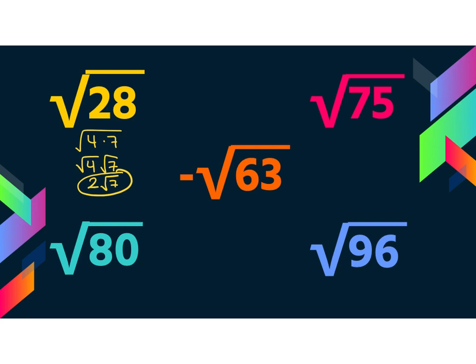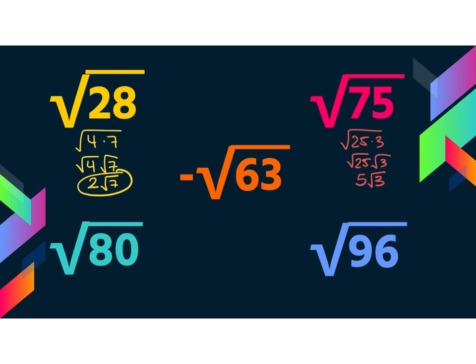Now let's take a look at the square root of 75. Again, I'm thinking about perfect squares. I know 75 is divisible by 25, and that's 25 times 3. I'm then going to break it up into the square root of 25 times the square root of 3. The square root of 25 is 5, so I have 5 square roots of 3.